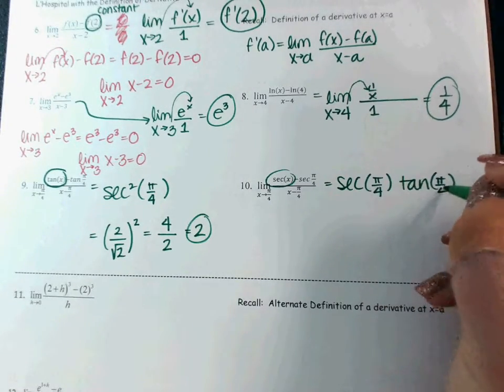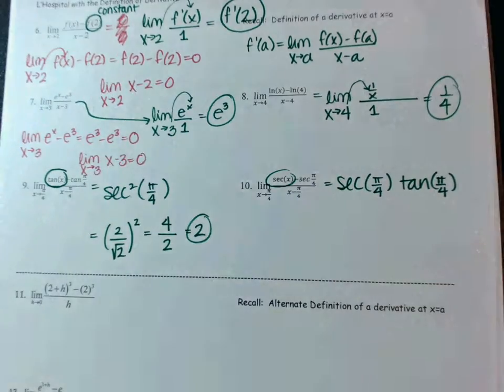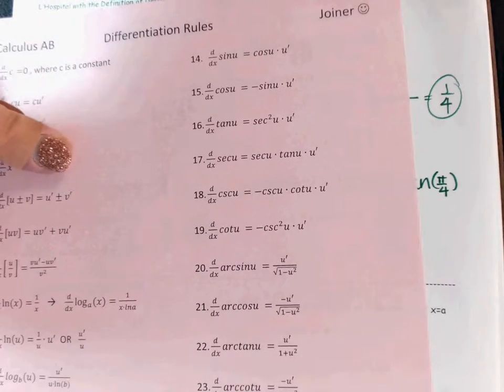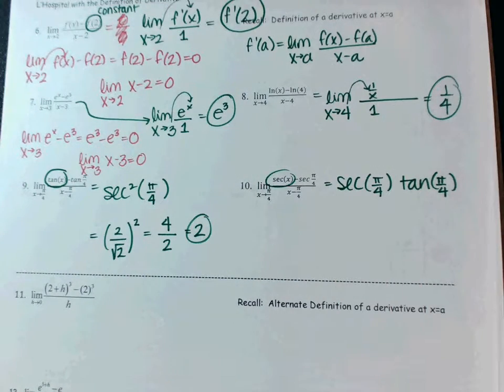I'll show you on the pink sheet just so y'all can see it. Okay, right here. Look at rule number 17. Derivative of secant u is secant u tan u prime. Okay? And you don't have to memorize those. You get to use your pink sheet, but you should be trying to start to memorize them as we're using them over and over again.